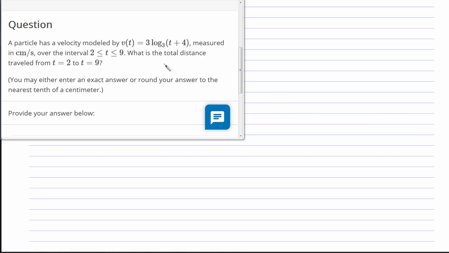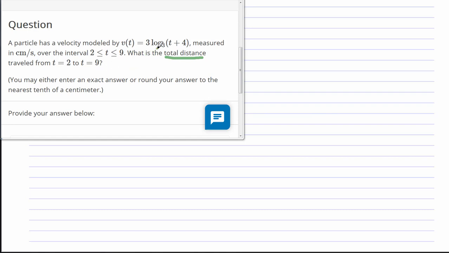So we got a problem here. What does it say? A particle is moving around and the velocity of the particle is given by this logarithm function. The particle is moving on a certain interval of time from 2 seconds to 9 seconds, and we want to know what's the total distance traveled by that particle?